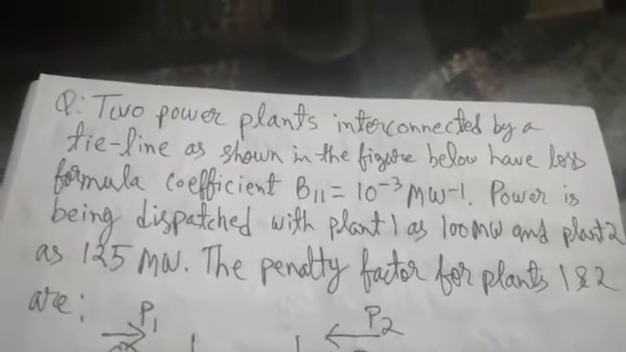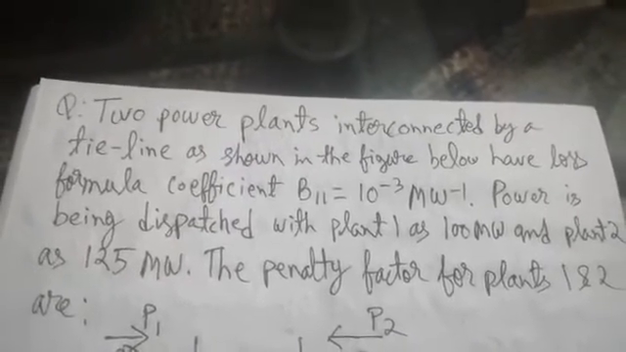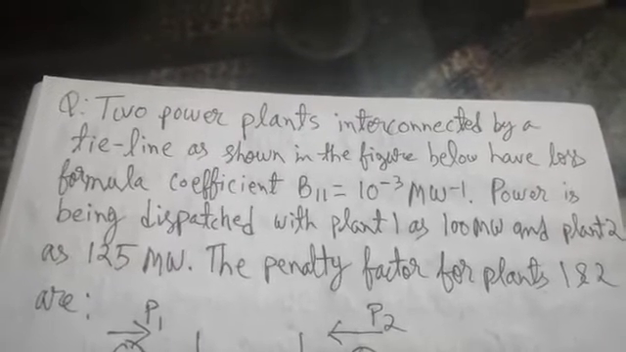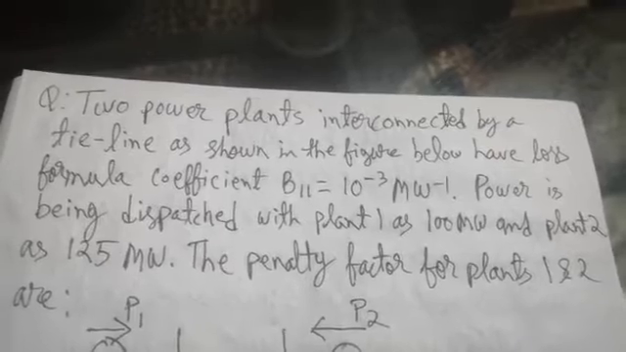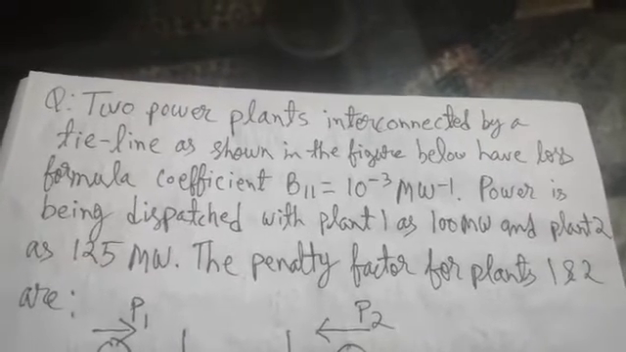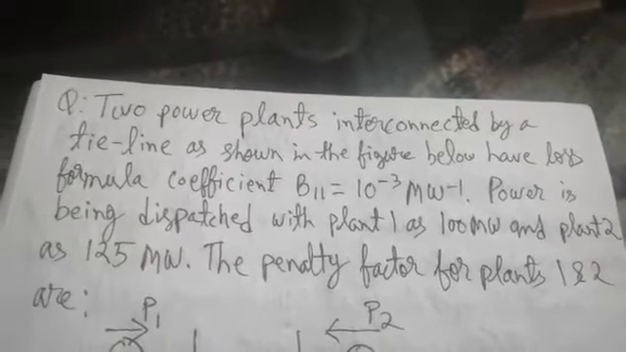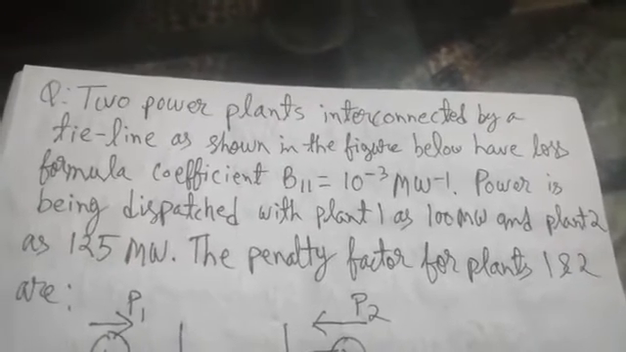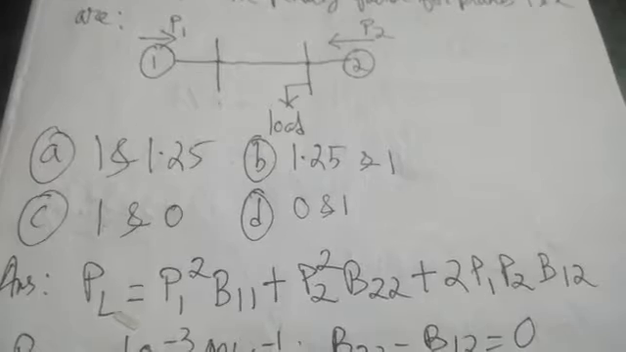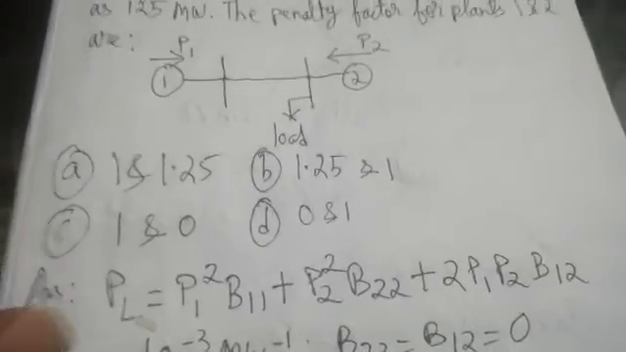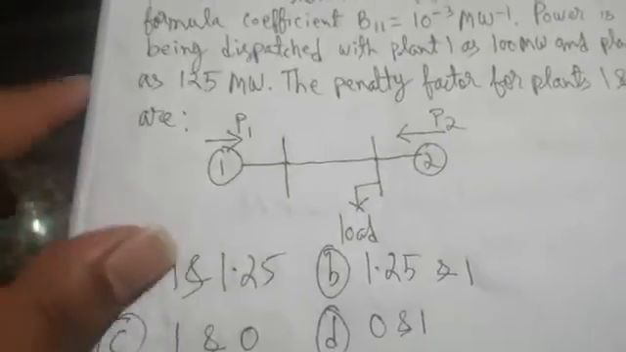So, let us focus on the numerical. Two power plants interconnected by a tie line, as shown in the figure below, have loss formula coefficient B11 equal to 10 to the power minus 3 megawatt inverse. Power is being dispatched with plant 1 as 100 megawatt and plant 2 as 125 megawatt. The penalty factors for plants 1 and 2 are: A, 1 and 1.25; B, 1.25 and 1; C, 1 and 0; D, 0 and 1. These are the options. One will be your answer.